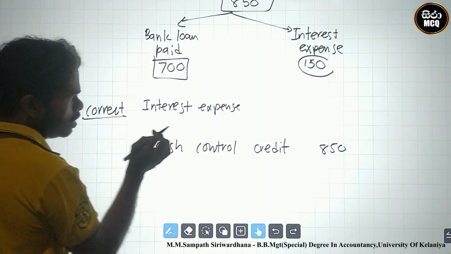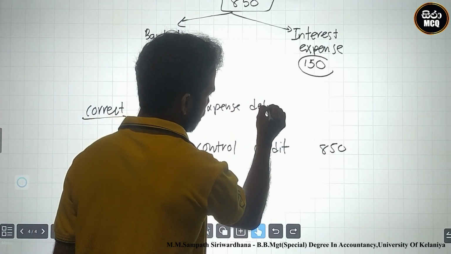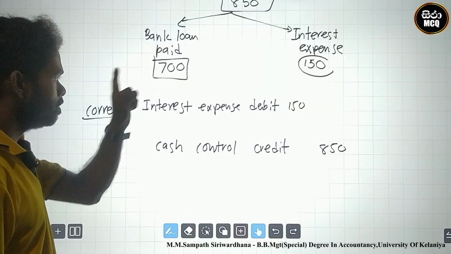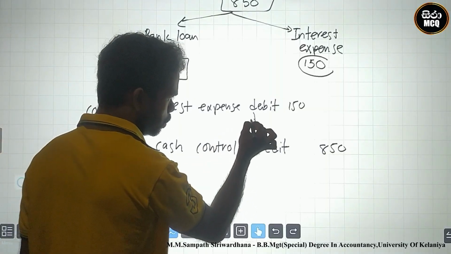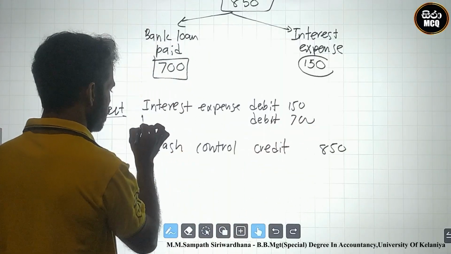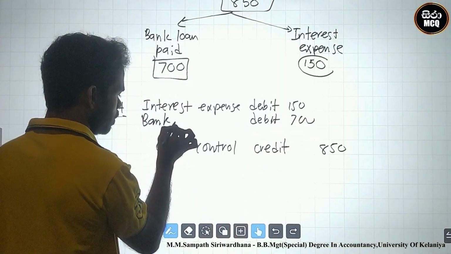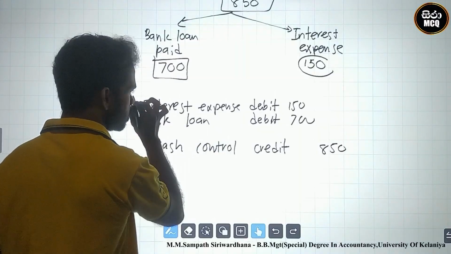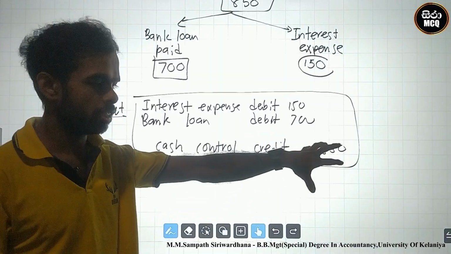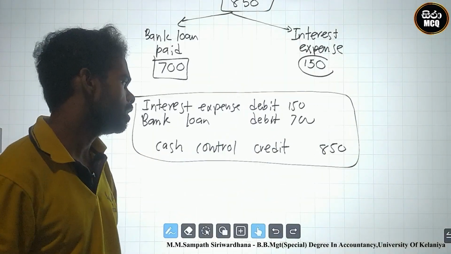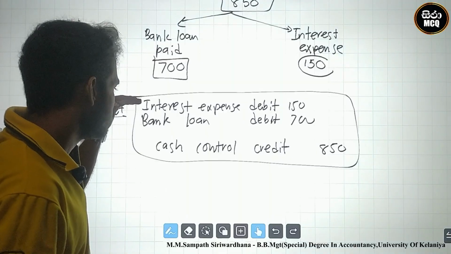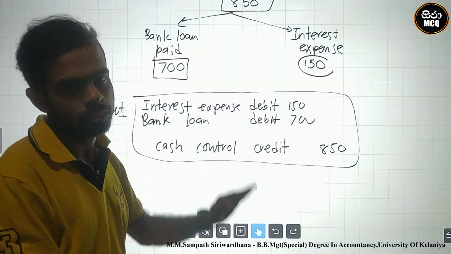This is the correct one, no? Interest expense debit 150. The remaining balance 700 debit to bank loan. This is the correct entries. Cash totally credit to cash account. Cash credit 850. The debits are separate accounts. Interest expense debit 150. Bank loan debit 700.